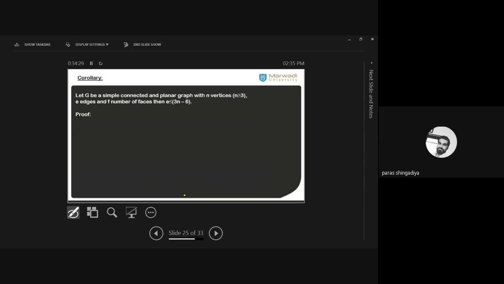Now next is one of the corollaries, based on the formula of Euler. G be the simple connected planar graph. Simple means no loop, no parallel edge. G be the simple connected planar graph with n vertices, and we consider n should be greater than or equal to 3. n की quantity 3 से ज़्यादा होनी चाहिए. E edges and F the number of faces, then edges are always less than or equal to 3n minus 6.